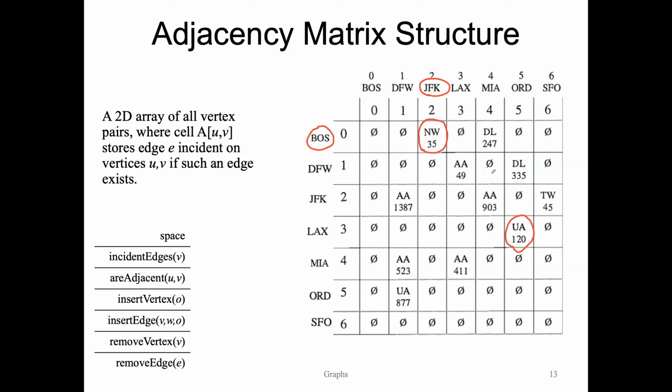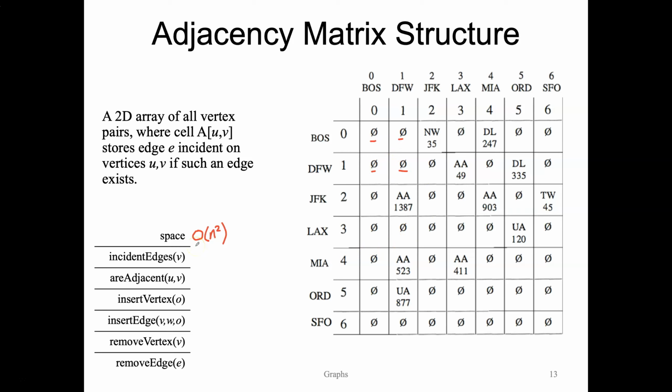Now, there's a lot of space that we're taking up here because we've got a row and column for each of the n vertices that we have. So we have n squared cells, which means the amount of space that we're using is quadratic. And some of it is even wasted space. So notice that we don't have a lot of edges here. So we've got some cells like this one where we're actually not storing anything.